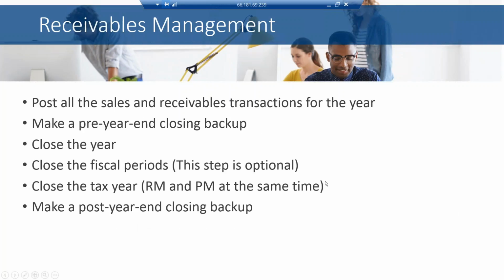So I'm going to walk through the steps and then we'll look at the screens. So in receivables, what we do is we post all the sales and receivables transactions for the year. Notice the emphasis on sales and receivables. So your sales order processing transactions that we had referred to before with the sales order processing reference, and then receivables transactions, and that can include transaction entry, that can include cash receipts, etc. And then make a pre-year-end closing backup. Close the year, and then an optional step again is close the fiscal periods.